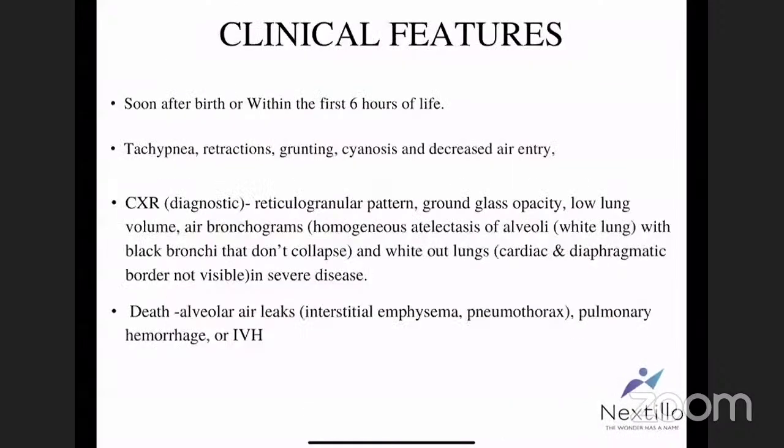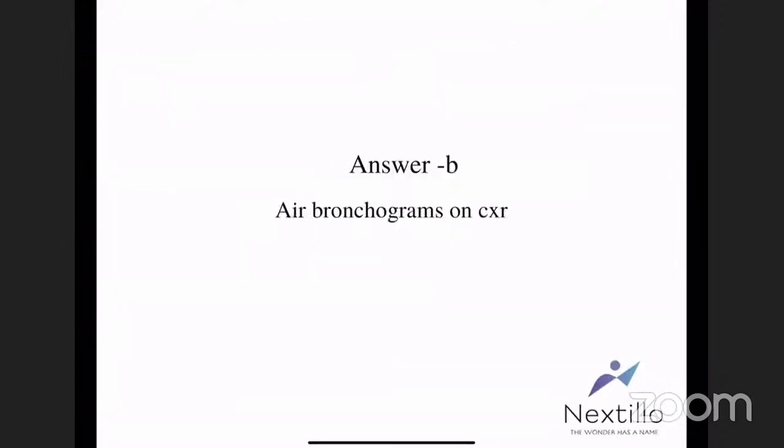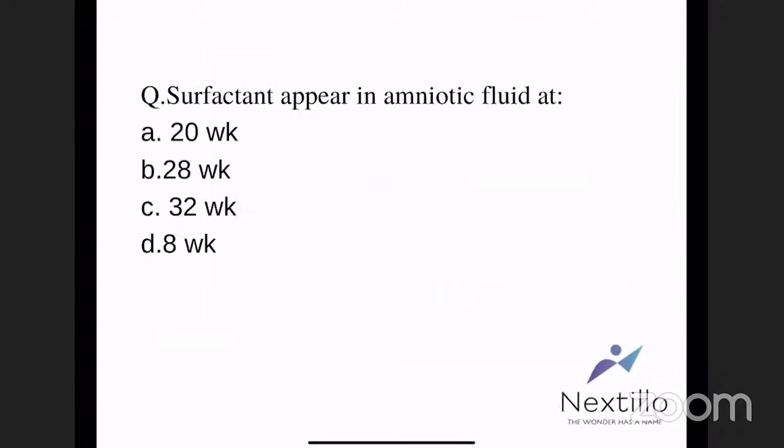And if we revise the chest X-ray diagnostic features: if there is reticogranular pattern, chest X-ray is diagnostic. There is reticogranular pattern, ground glass opacity, low lung volumes. Why the low lung volume? Because the lung has not expanded. There is air bronchograms. There is homogeneous atelectasis. Atelectasis is the part of the lung that is collapsed, which causes white lung, and also the black bronchi that don't collapse. So it causes air bronchograms and the whiteout lungs, because the cardiac and diaphragmatic borders are not visible. So these are the chest X-ray diagnostic features. So the right answer is air bronchogram on chest X-ray.